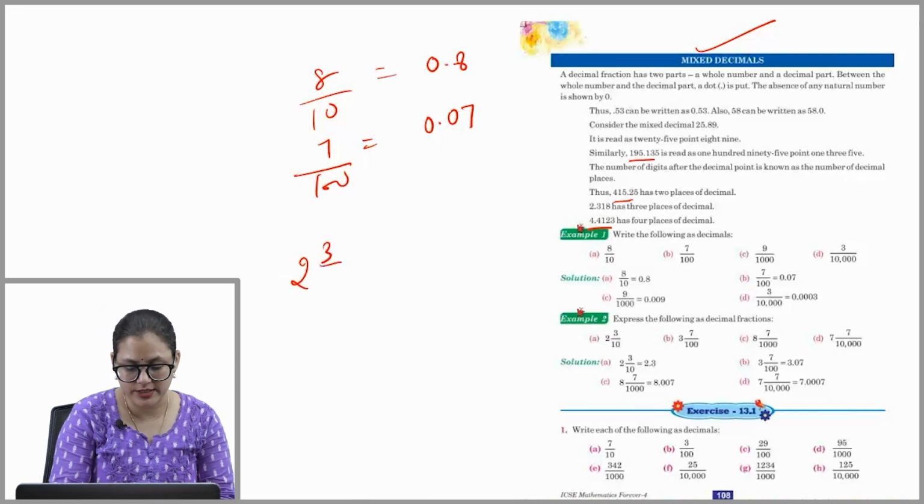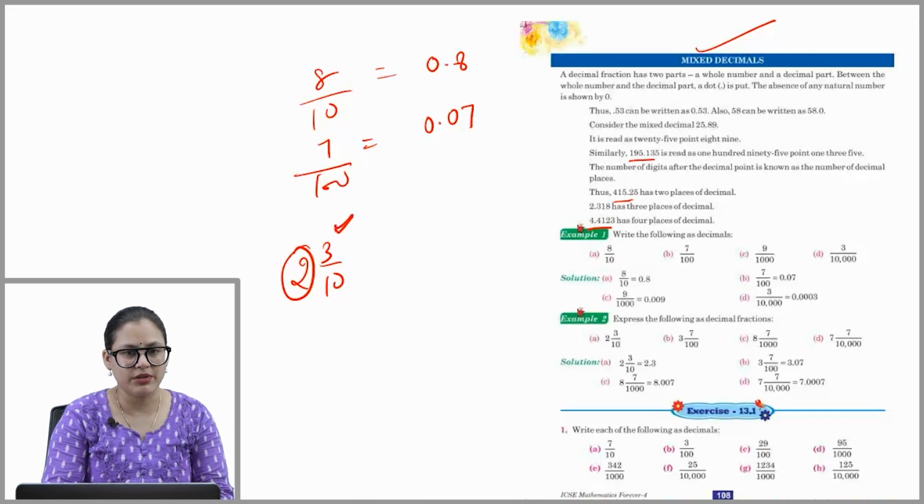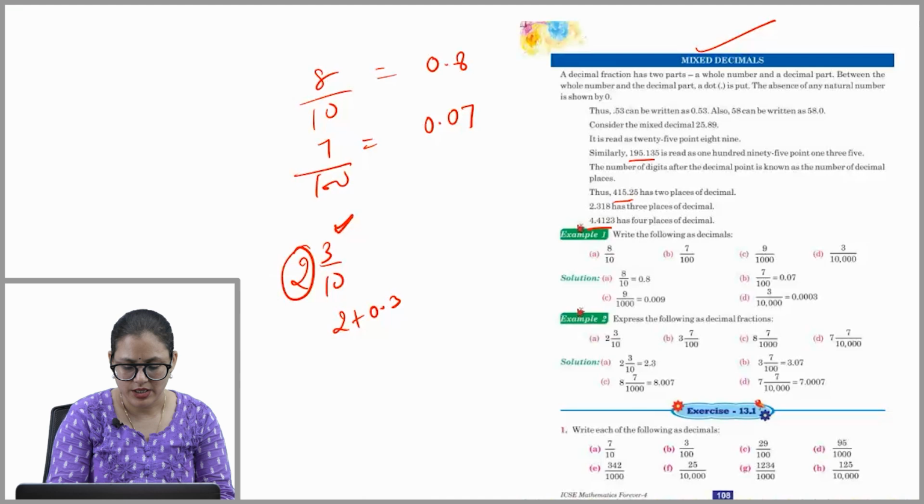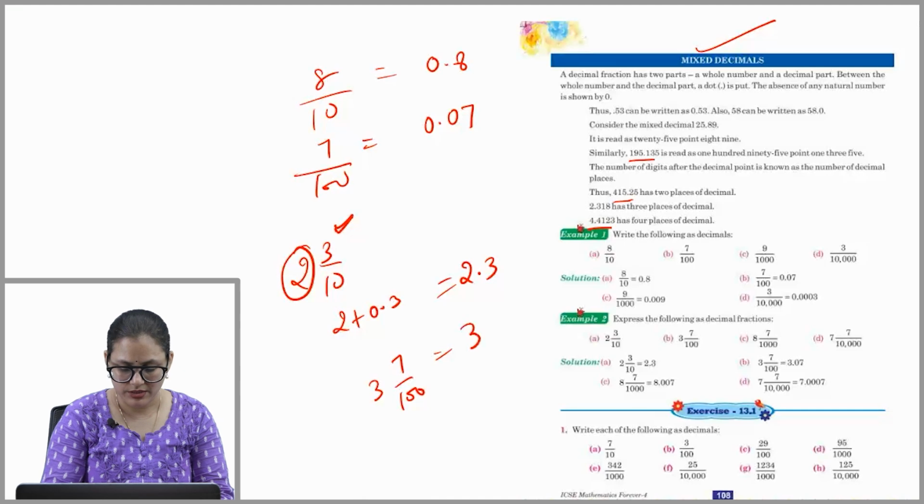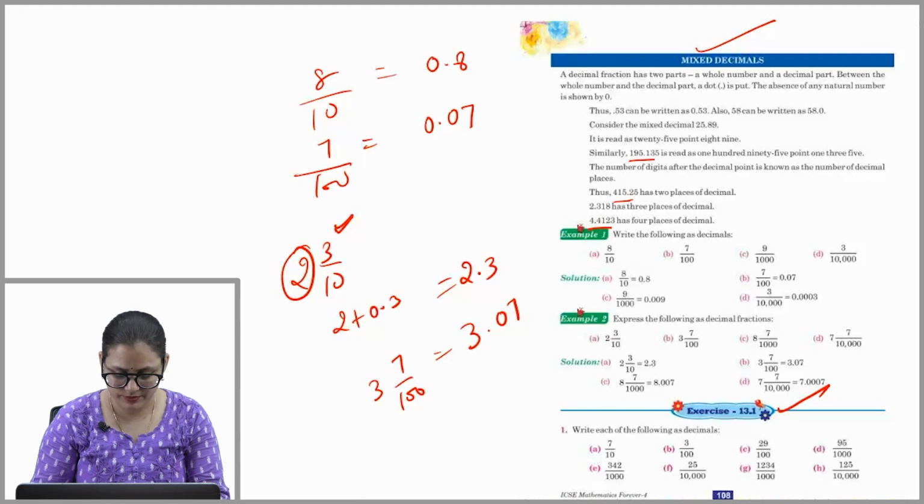Okay, example 2, you have to express the following as decimal fractions. 2, 3 by 10. See, this is the whole number. So we will convert this into decimal fractions. So what will we get? 2 plus 0.3, that is 2.3. Okay, and 3, 7 by 100 is what? 3.07.